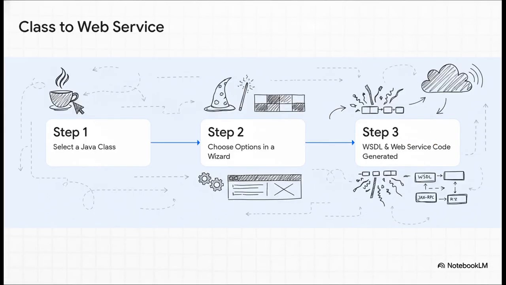And here's where that visual approach really shines. Let's say you need to turn a simple piece of Java code into a full-blown web service. Instead of manually writing all the complex configuration files, like the WSDL that describes the service, you just select your code, follow a quick wizard, and JDeveloper generates everything for you. It automates all that complex plumbing, saving you a massive amount of time and potential headaches.